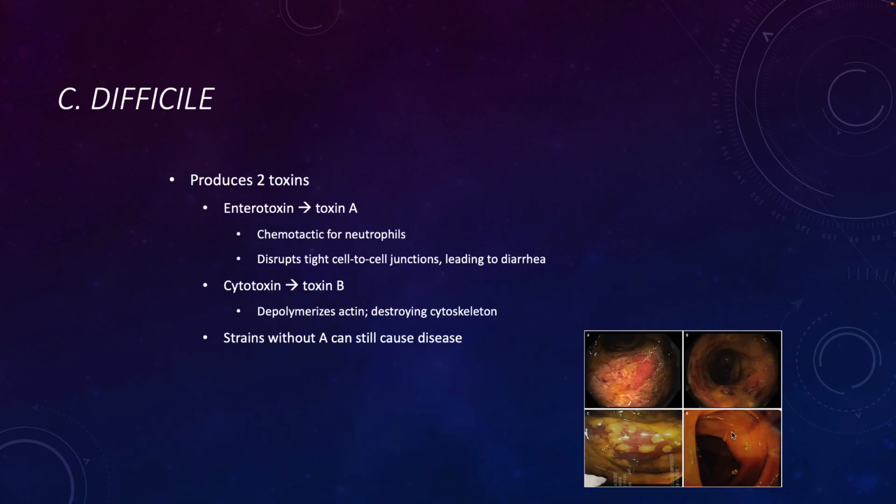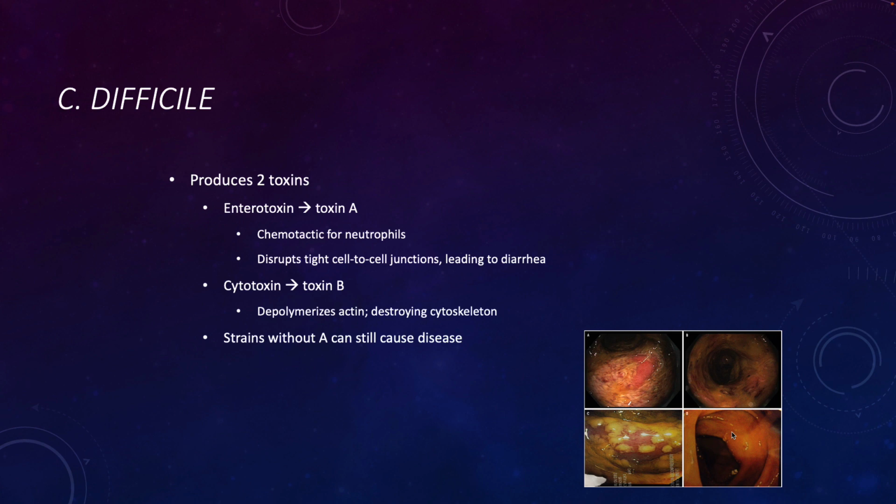C. diff causes disease mostly through the production of toxins. It has an enterotoxin called toxin A. This recruits neutrophils to the area. And by doing that, it also disrupts the cell-to-cell junctions that allows the neutrophils to come in. And because of the disruption of the junctions, fluid can leak into the intestines, and that leads to diarrhea.